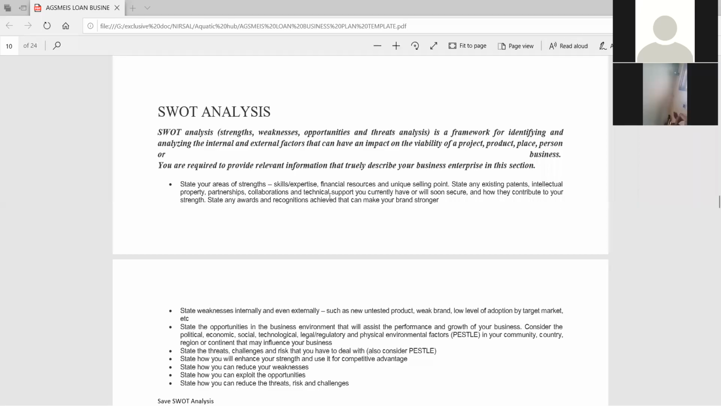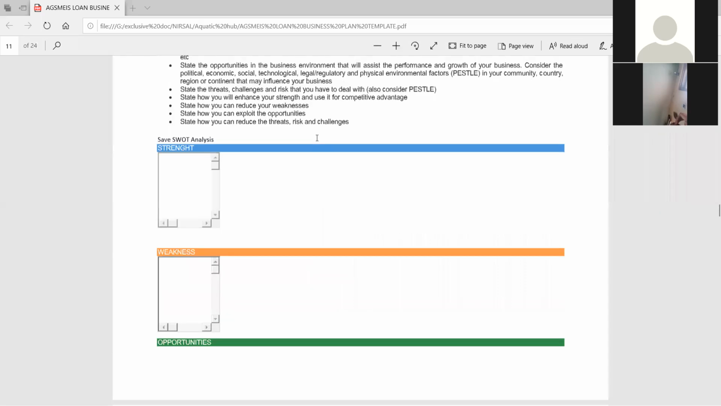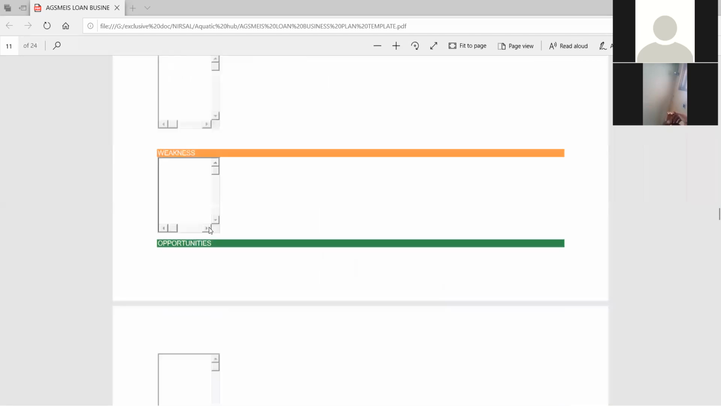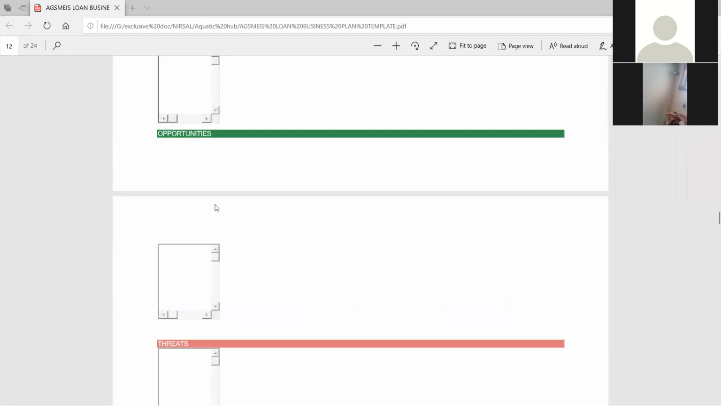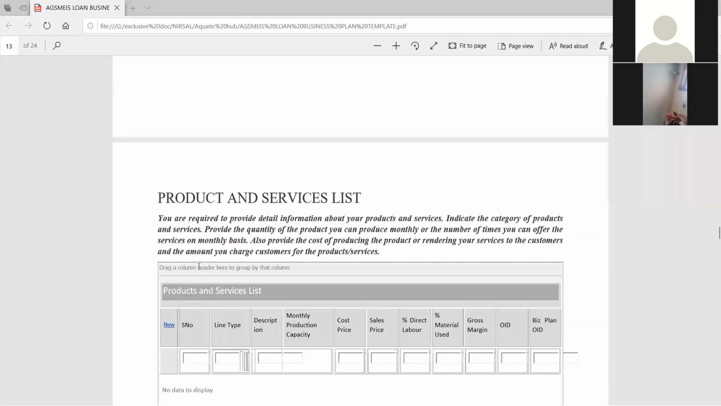For the SWOT analysis, you list everything out. You should know that strengths are internal, all those internal factors that you are proud of. Weaknesses are also internal. Opportunities are external factors that you don't have control over. The same is applicable to threats, so you list them out.